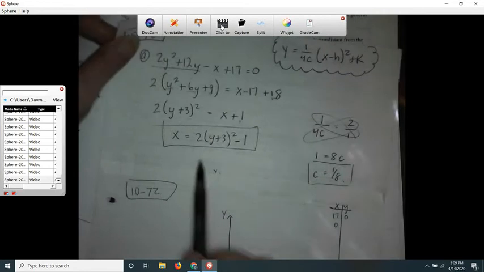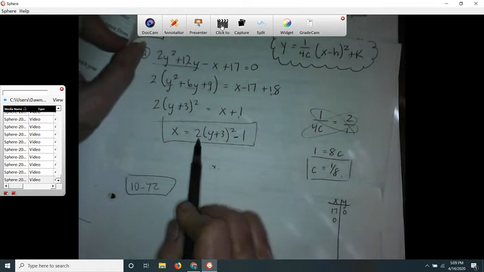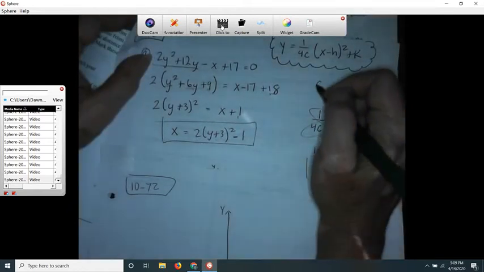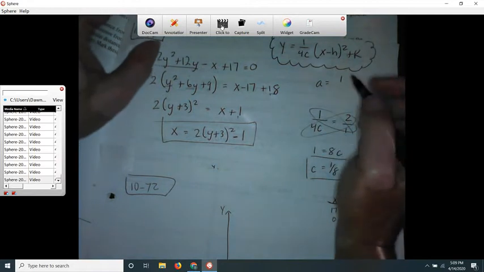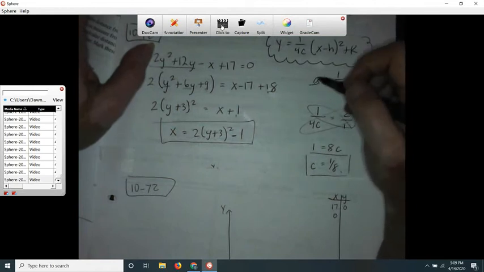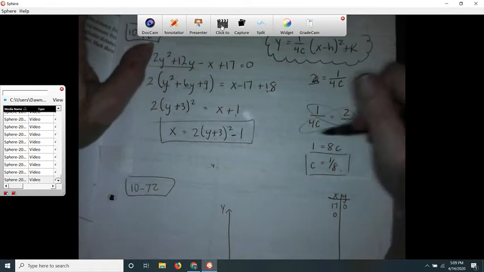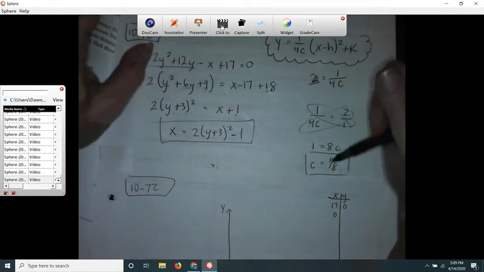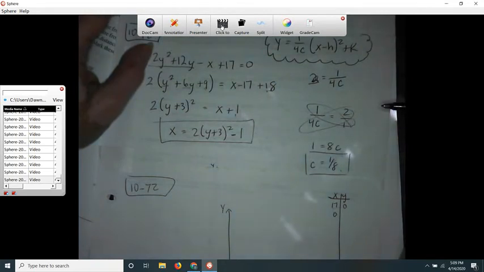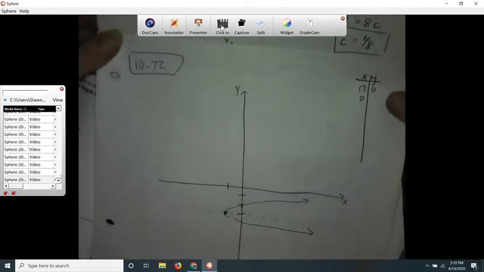The way I do that is I see that this 2 is in the spot where A usually occupies. So that's A, and I know that A is equal to 1 over 4C. But A is 2, so 2 equals 1 over 4C, and that's what I've got here. And then I find out that C is 1/8 just by doing algebra. I'm not going to do the whole thing, or I'll run out of time, but letter B, you guys can try that one. But it says I'm supposed to graph it.